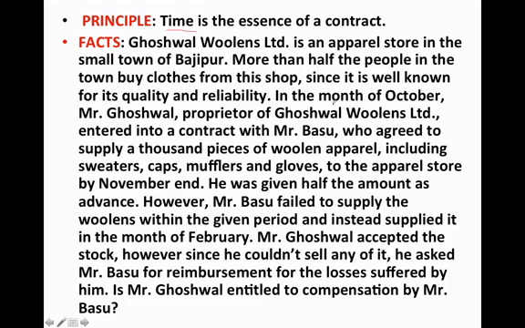In the month of October, Mr. Ghoshwal, the proprietor of Ghoshwal Woolens Limited, entered into a contract with Mr. Basu. He agreed to supply 1,000 pieces of woolen apparel, including sweater, muffler, gloves, etc., to the apparel store by November end. He was given half the amount as advance. However, Mr. Basu failed to supply the woolens within the given period and he supplied them in the month of February. So you can see that instead of November, he supplied in February.